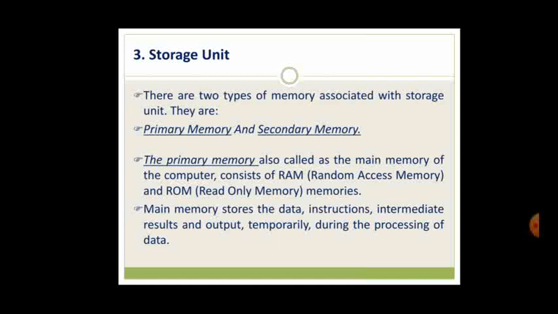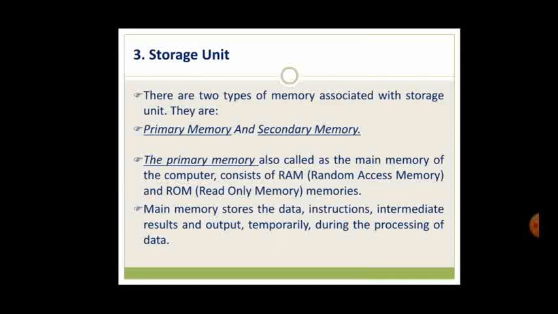The primary memory, also called the main memory of the computer, consists of RAM and ROM memory. RAM is random access memory and ROM is read-only memory. The main memory stores the data, instructions, intermediate results and output temporarily during the processing of the data. That means primary storage is a volatile memory. Once the computer is shut down, all the data stored in RAM will vanish. It will no longer store the data once the computer is shut down.